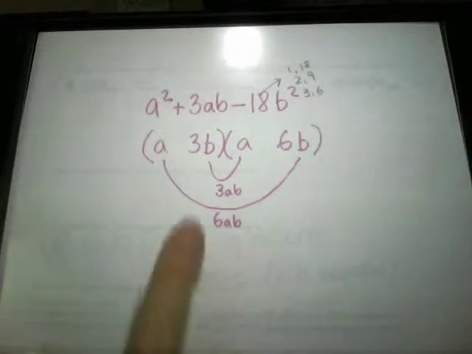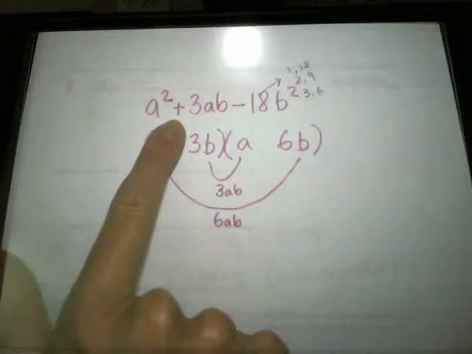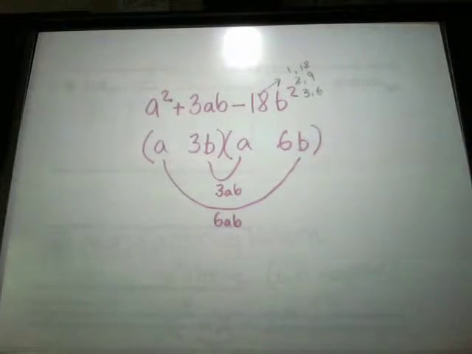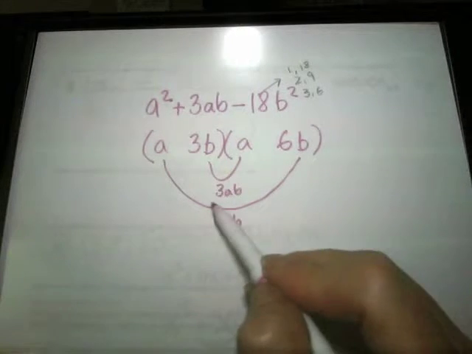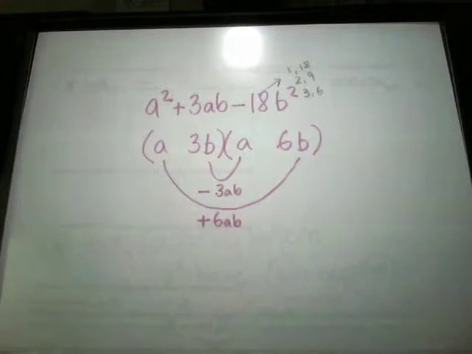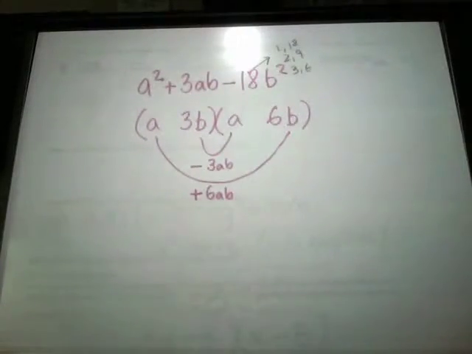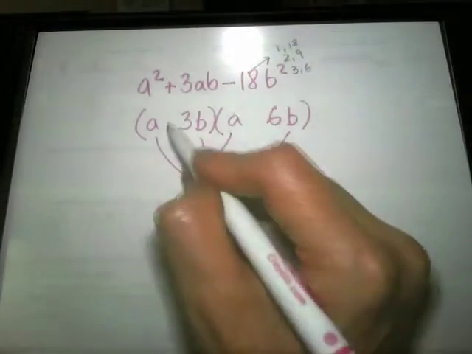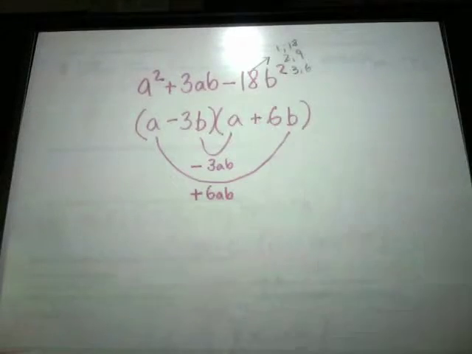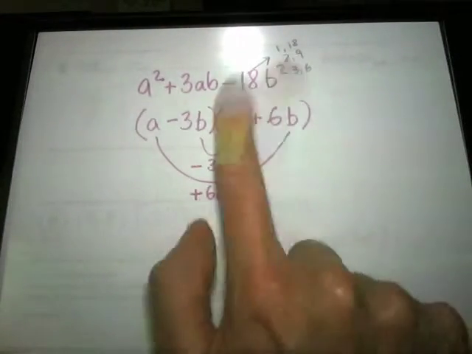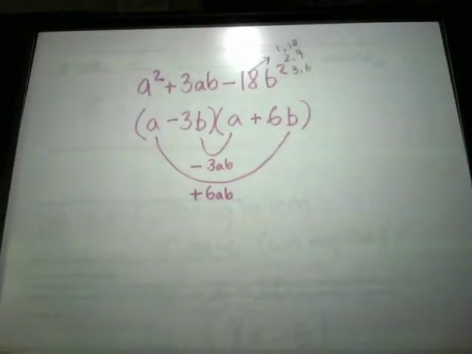I need the 3 and the 6 to combine to make a positive 3. What signs can I use? Vincent? Okay, negative 3ab and positive 6ab would combine to make a positive 3. If I put my signs in place in the parentheses, I double check my last. Negative times positive makes a negative, and we're good.